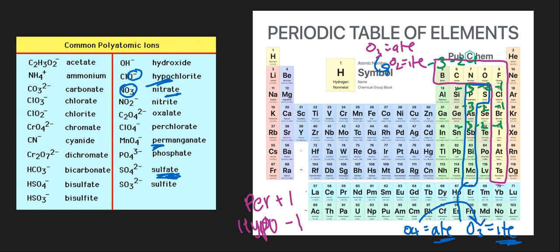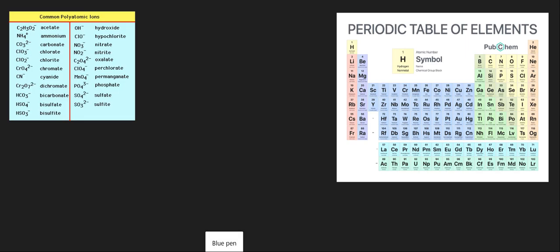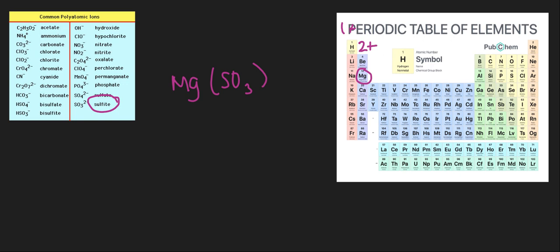So let's do some practice with them. So let's practice, for example, magnesium and sulfite. As you can see, magnesium is a 2+, and sulfite is a 2-, so you just do Mg, and then you do SO3. And you don't need the parentheses when there's only one of the polyatomic ion.